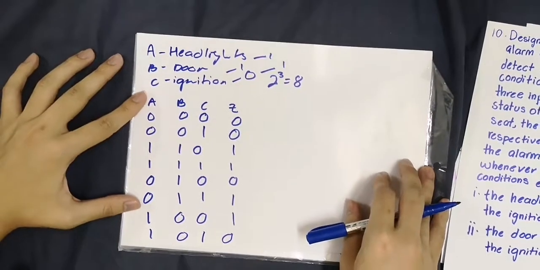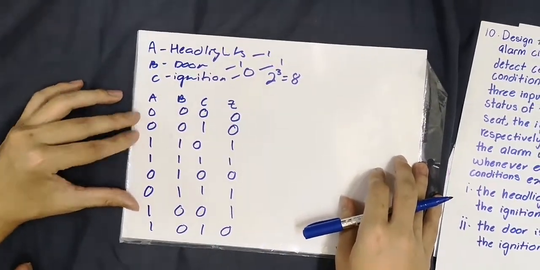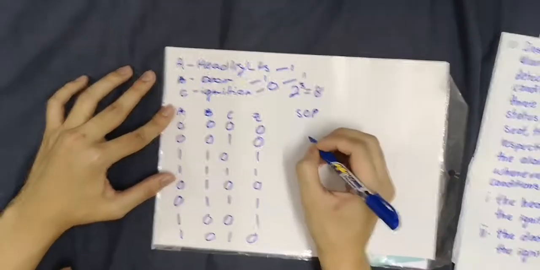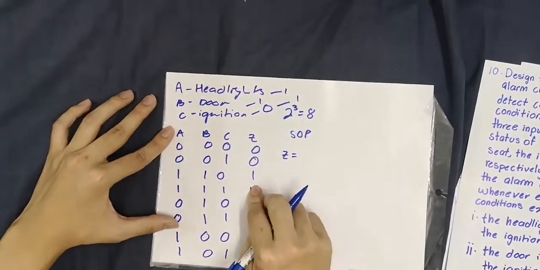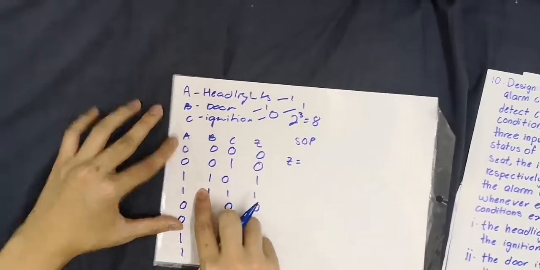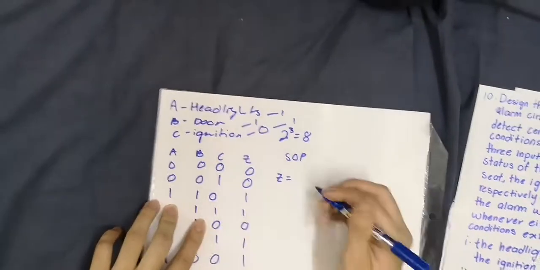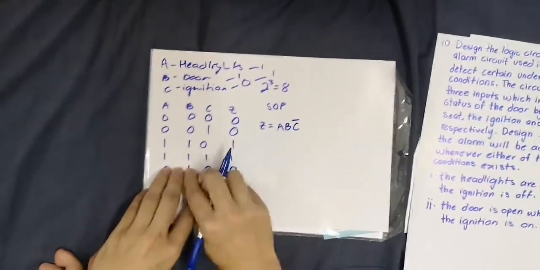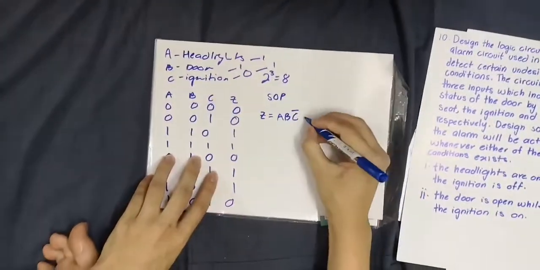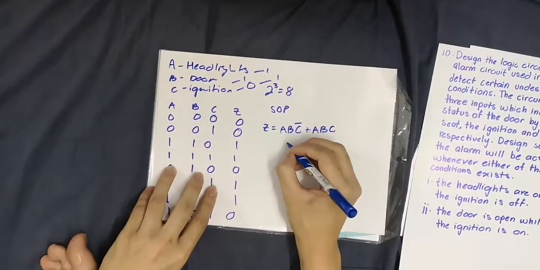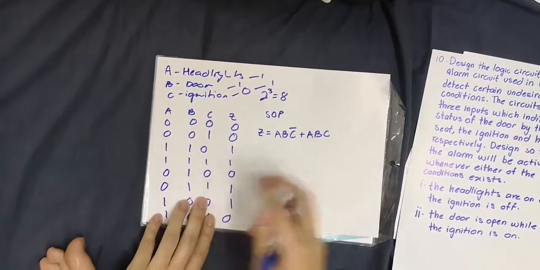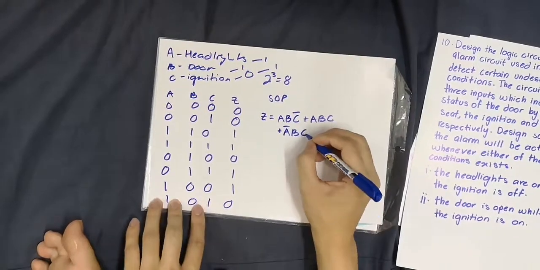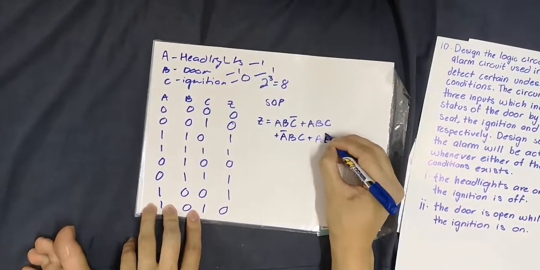So we have sketched the table, and next we just need to make the equation by using SOP. Z equals the terms where the result Z is 1, so we put in the product of A, B and inverted C, and here also Z is 1, which means it's A, B and C, plus A, B and C, and here we have inverted A, B and C, and also here we have A, inverted B and inverted C.